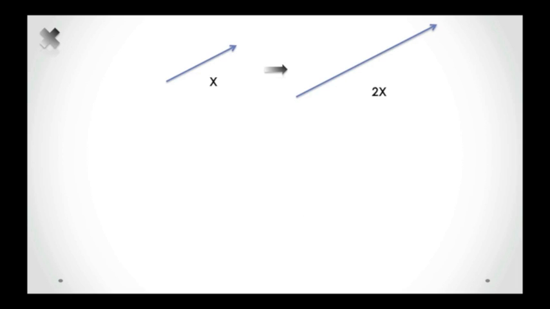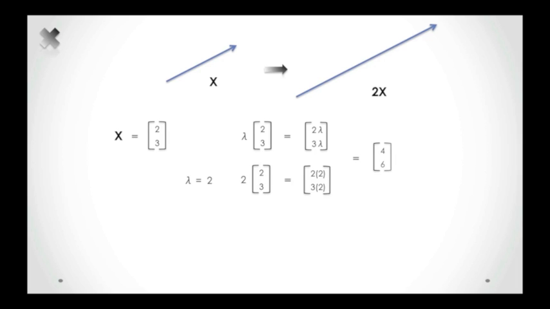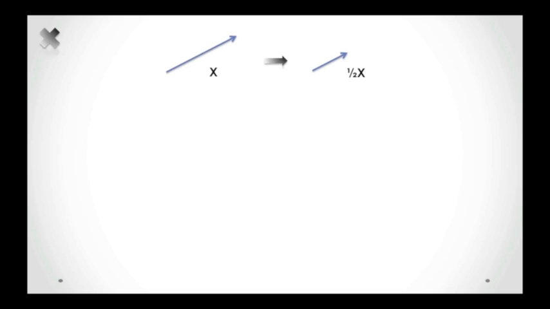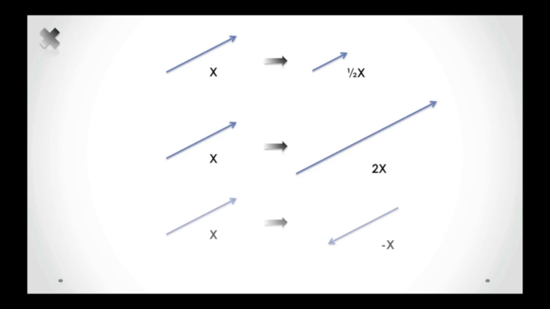We can also do 2 times x, or -1 times x. As you can see by the changes to x, multiplying a vector by a constant lambda stretched and shrank the vector.